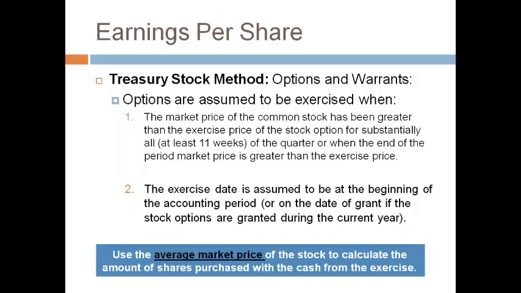For options, it is assumed that the company uses the cash received from employees to purchase common stock and reduce the shares outstanding. We will assume the shares are purchased at the average market price of the stock during the year. This amount will always be given to you.